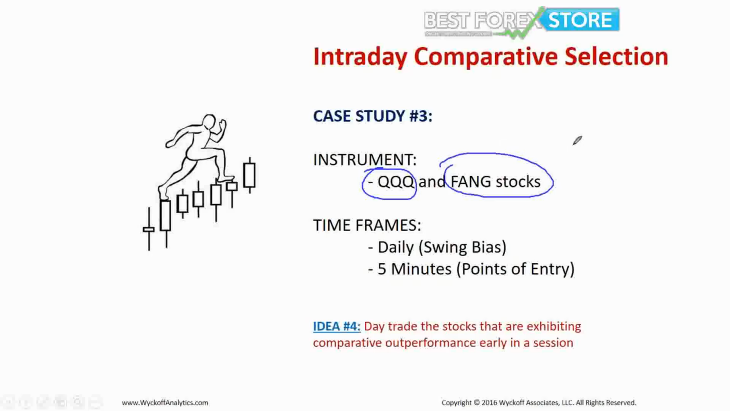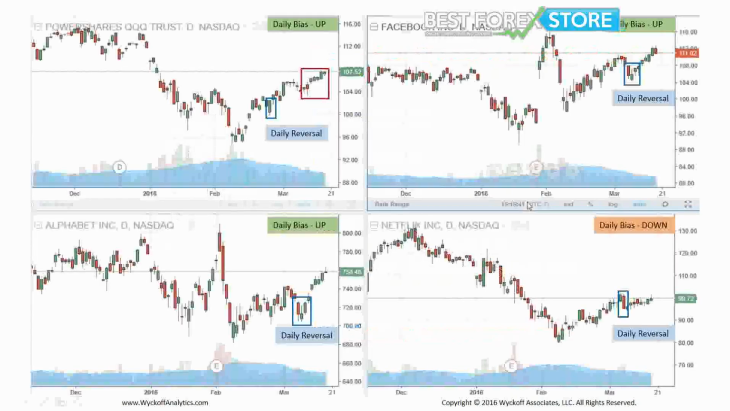Was it 4 stocks? Did I use 4? Facebook, Amazon, Netflix. I think I'm using only 3. Yeah, I can't use all 4. Yeah, so Qs, Facebook, Google, Alphabet, and Netflix.